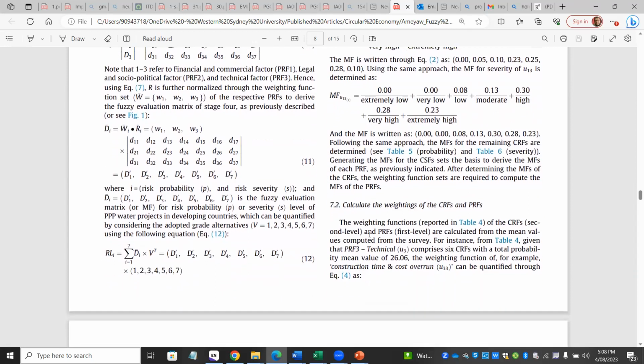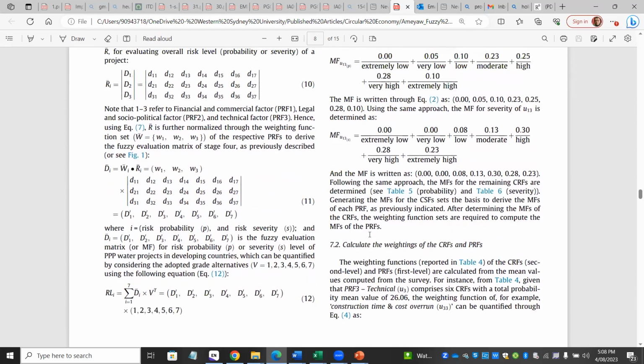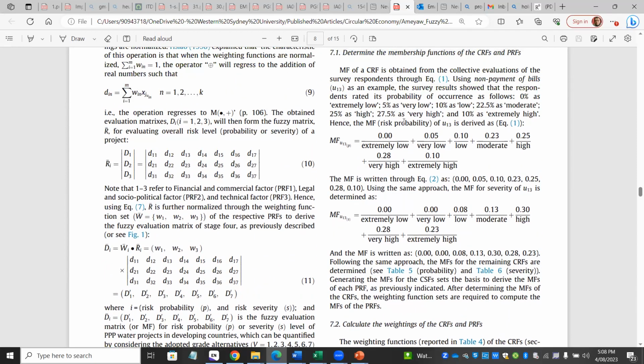Now calculate the weightings of the CSR, the CRFs, and then PRFs. Okay, I'll come back to that. Even though they mentioned determining the membership function of the CRFs and PRFs, the authors only talked about the membership function of the critical risk factors, and they used only one example. They didn't go ahead to work on the PRFs. But what I know is that they did it later on, which we will see. They didn't do it for the groups, the categories.